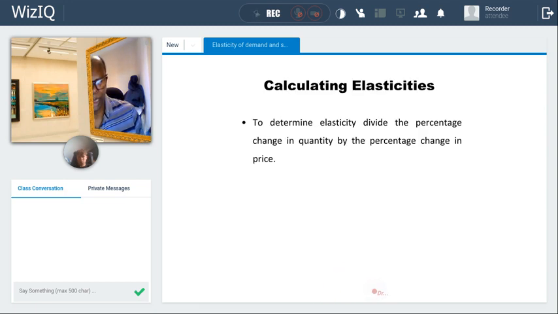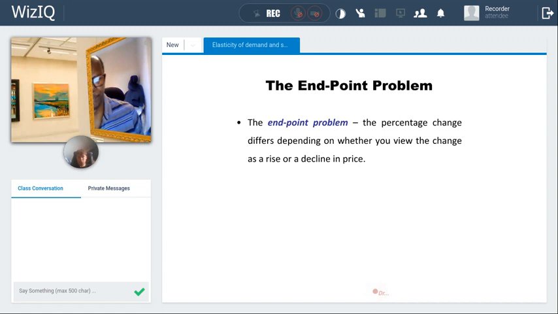Okay, so how do we calculate these elasticities? To determine the elasticity, divide the percentage change in the quantity by the percentage change in the price. So we work them separately. Now the endpoint problem: the percentage change differs depending on whether you view the change as a rise or a decline in the price. So is the price going to go down or is the price going to go up?